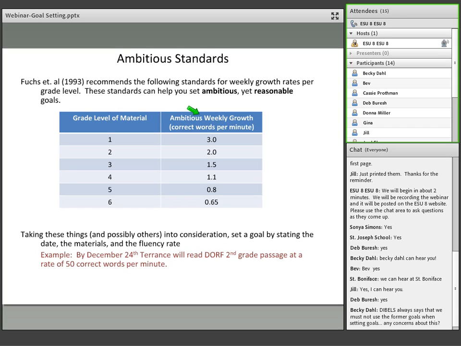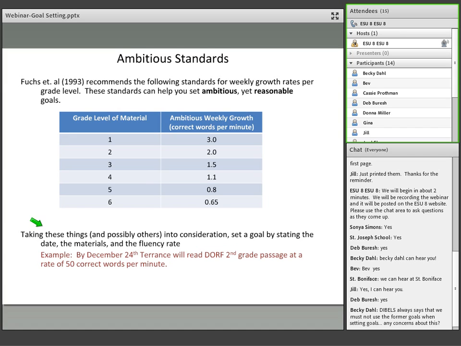And a lot of you have probably seen this information before. And it's also on the chart that I gave you, the DIBELS Next Goal Setting Cheat Sheet. It's at the bottom of that page. So again, another piece of information on that page that you probably have printed in front of you. So when you take these ambitious weekly growth rates or benchmarks into consideration, you can set a goal.